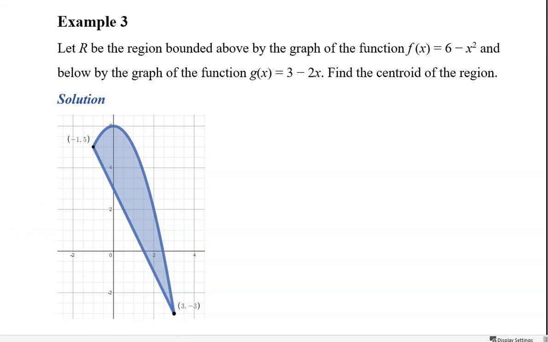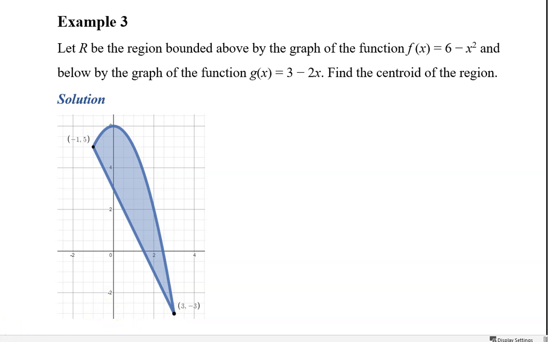Let's take a look now at example 3. Let R be the region bounded above by the graph of the function 6 minus x squared, a downward opening parabola, and below by the graph of the function g of x equals 3 minus 2x, a negatively sloped line. Find the centroid of the region. We can find the centroid without anything for the density because we'll assume the density is constant and will cancel out. You can see the region here outlined in blue. And notice that these two curves intersect at -1, 5 and 3, -3.